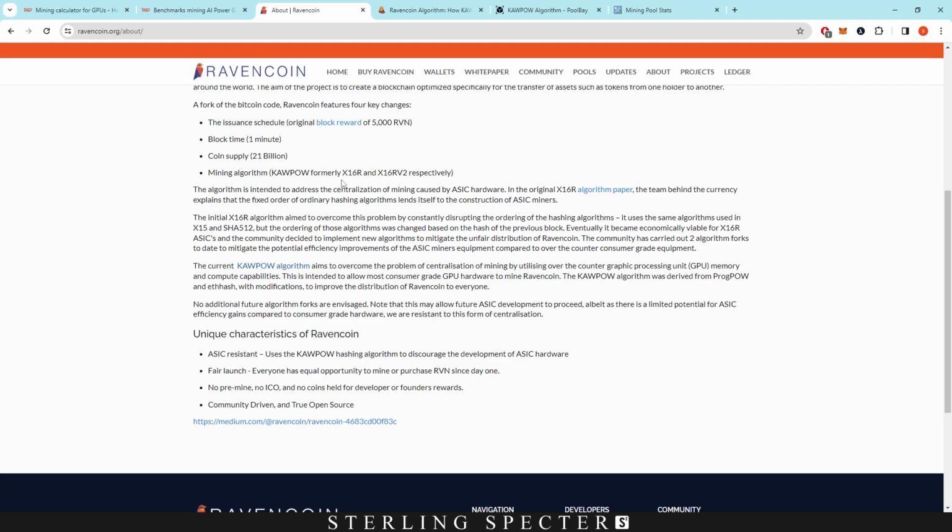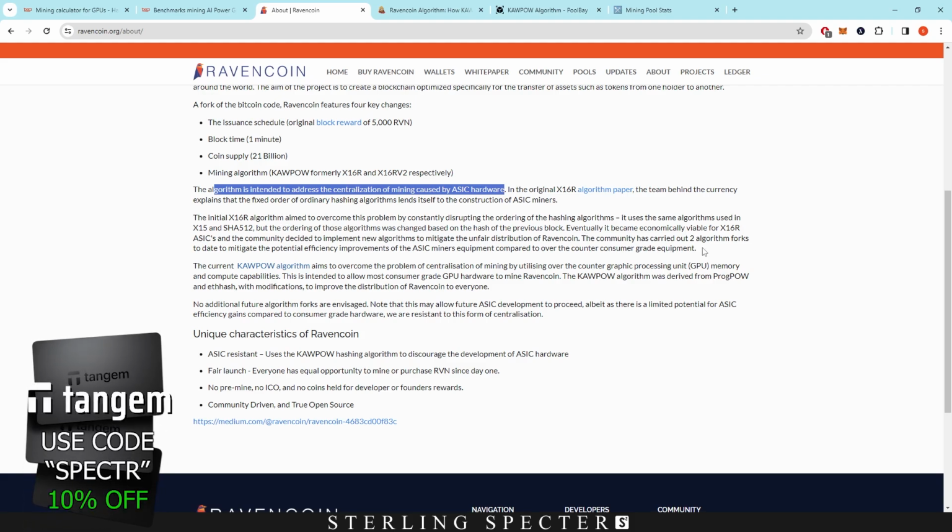So we know that KAWPOW came from ProgPOW, which was formerly X16R and then X16RV2. This came from Ravencoin, and the algorithm is intended to address the centralization of mining caused by ASIC hardware. So basically what it's intended to do is to be ASIC resistant. Now Ravencoin designed the KAWPOW algorithm to protect against ASICs. The initial algorithm was X16R, I'm just giving you some backstory on it. The community has carried out two algorithm forks to date to mitigate the potential efficiency improvements of ASIC miners compared to the over-the-counter consumer-grade equipment.